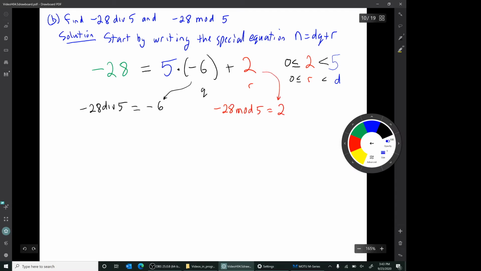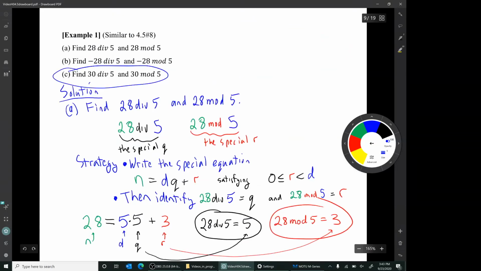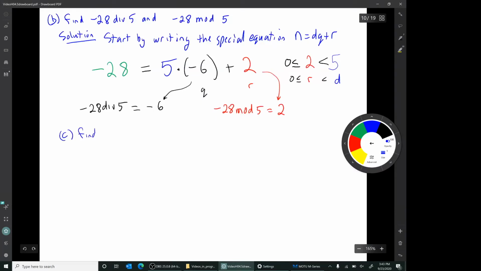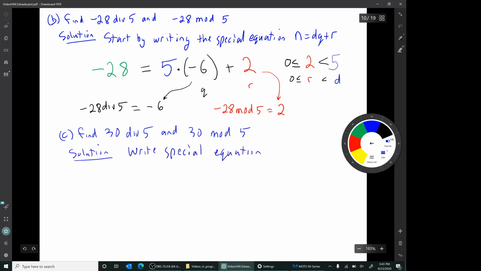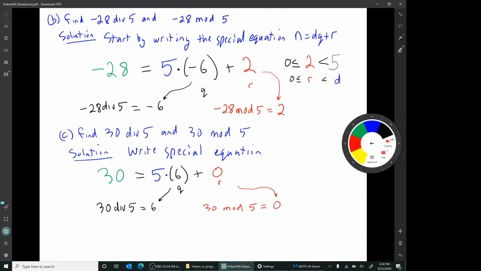Now let's go up and recall what question C is. Question C is to find 30 div 5 and 30 mod 5. Well, our solution is, as before, we write the special equation. So there's our special equation. So our r is this number 0, and our q is this number 6. And so our answers are just those letters. But remember which one is which. And that's the end of that example.